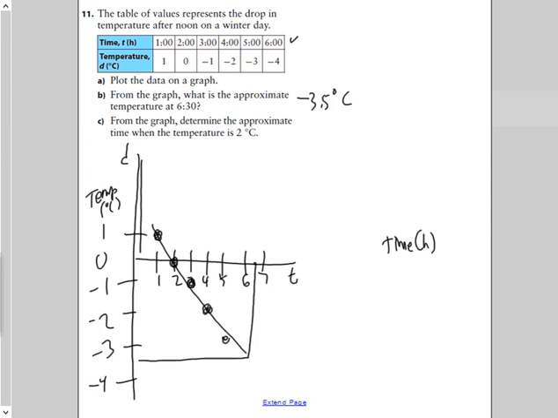And then from the second C, from the graph, determine the approximate time when the temperature is 2 degrees. So I got to put 2 here. And the time when it was 2 degrees was at 0 hours. Since we're dealing with time here, not hours, it's actually 1 o'clock, 2 o'clock, 3 o'clock. The time would have been 12 o'clock.